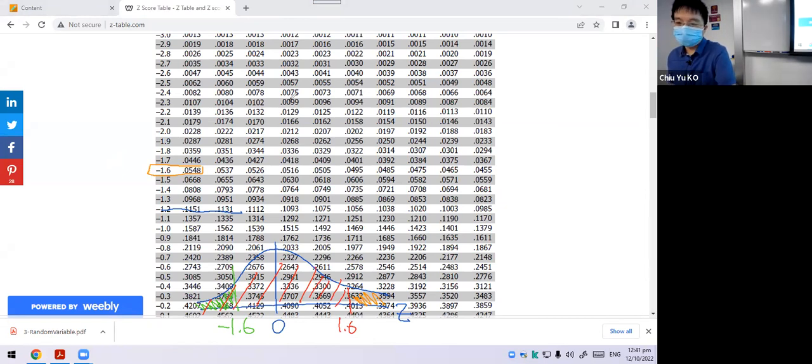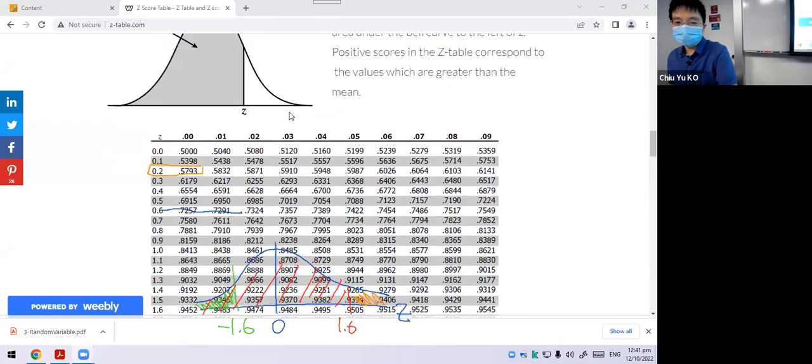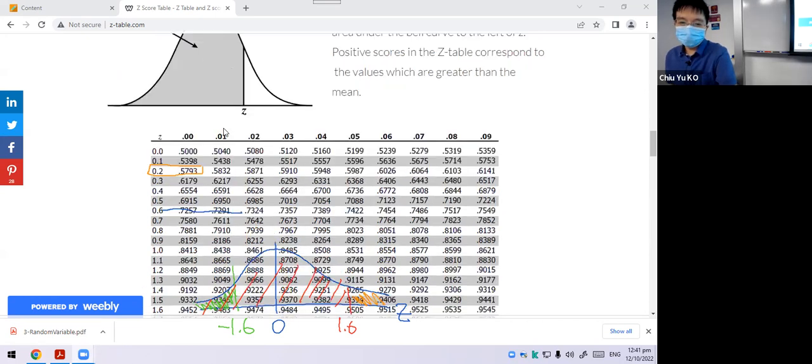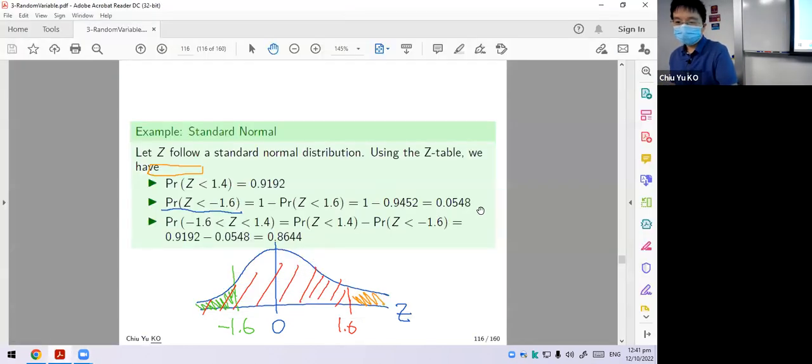Remember we said we can also do the red one, using the positive one. The positive one is this guy. We have to look at the area, then subtract from 1. So 1.6 is this guy, 0.9452. And 1 minus 0.9452, you get the number, right? So that is the answer. Is that clear what we are doing?